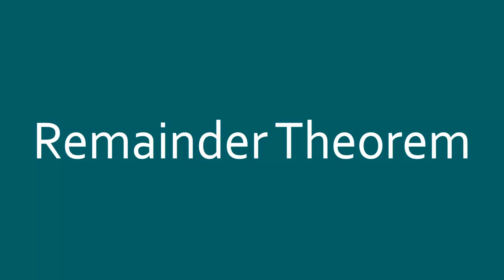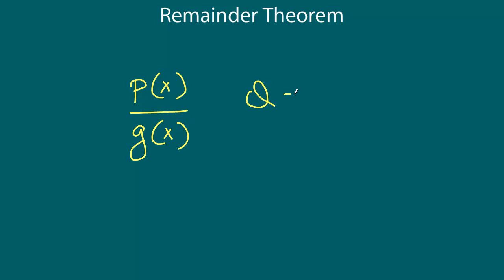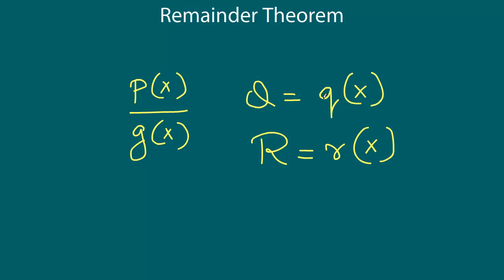Let's find out what the remainder theorem is. Earlier we have seen that when we divide a polynomial p(x) by another polynomial g(x), we get a quotient, which we typically represent as q(x), and we also get a remainder polynomial that we represent by r(x). So q for quotient, r for remainder. And earlier we have seen in detail the step-by-step way of doing these long divisions.